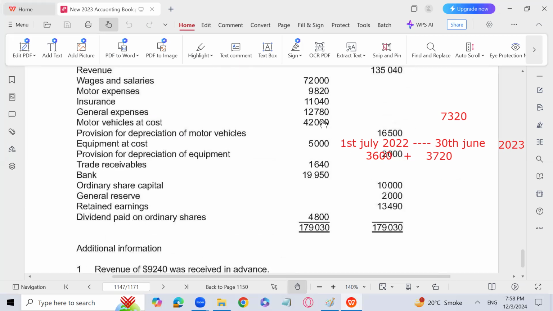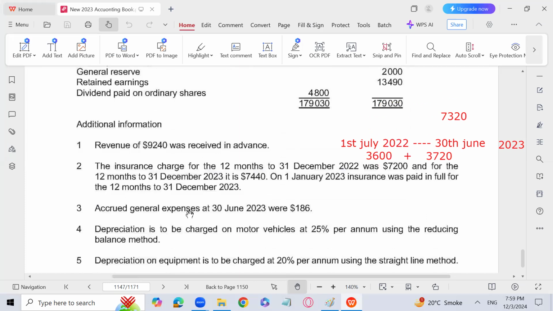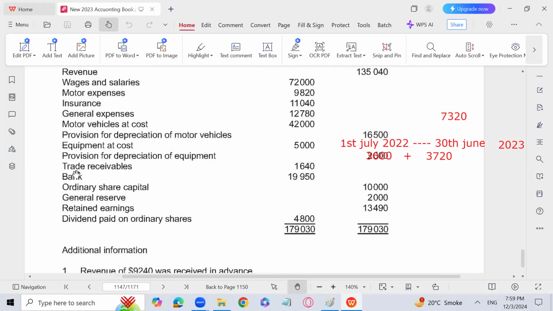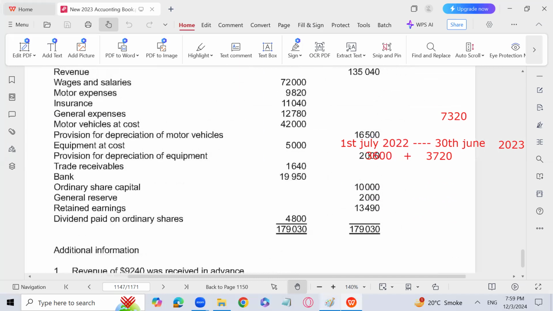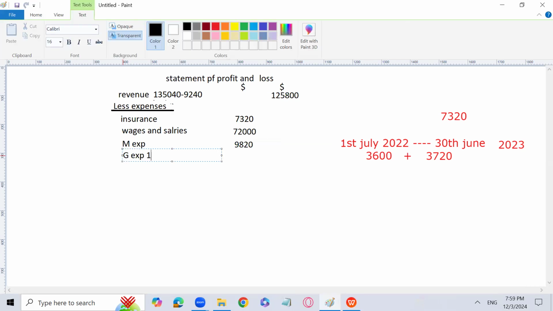General expenses are 12,780. And in the question, it is written that there are accrued general expenses which are supposed to be added, 186. Outstanding, accrued, owing. So let me write it down: general expenses 12,780 plus 186. Which you can tell me the answer, Roma. Thank you so much. 12,966. Great.